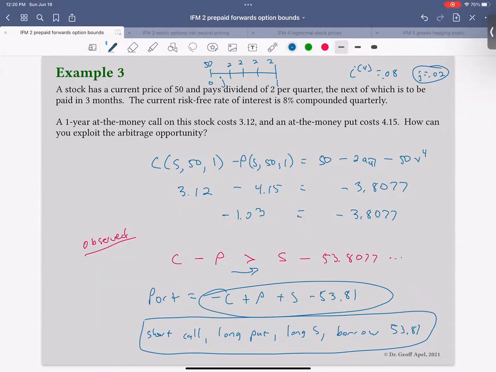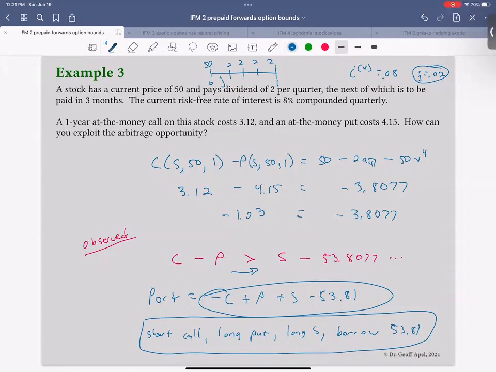Now, the interesting thing is we don't really know what's not priced right here. It could be a bunch of things not priced right, or it could be just the call, or just the put. So notice you don't even know that, but you can still do the arbitrage and take advantage of all the mispricings at once, if there are some. Okay.